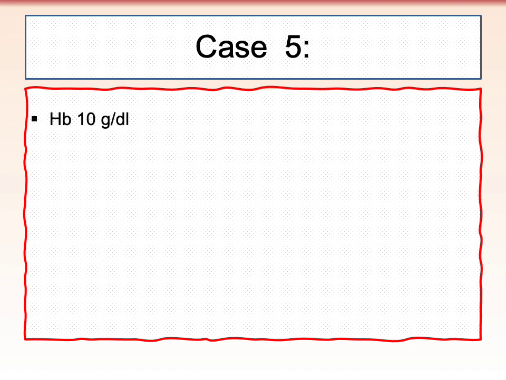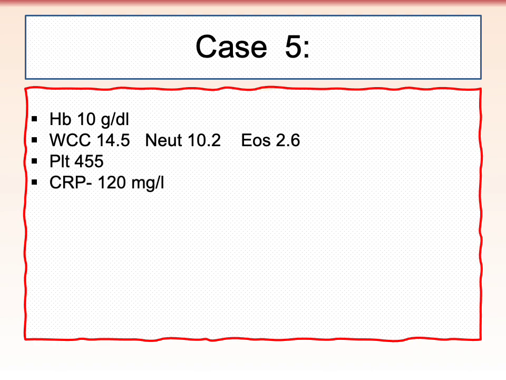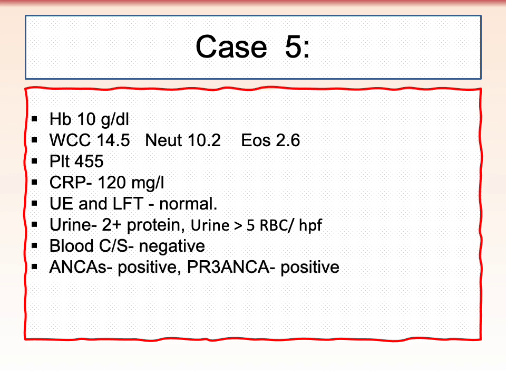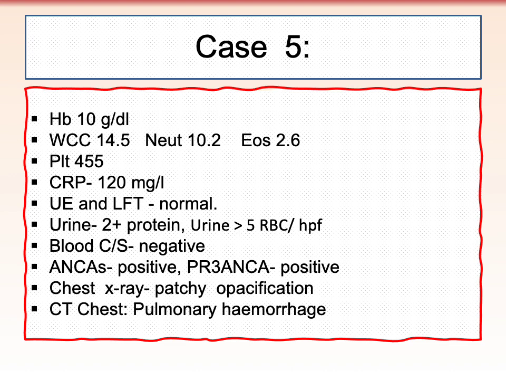His initial investigation revealed that hemoglobin was 10, WBC count 10.5, CRP was elevated at 120, UNEs and LFTs were normal, urine dipstick showing protein 2+ with more than 5 RBC. Blood cultures were negative. ANCA was strongly positive, as positive PR3 ANCA. Chest X-ray revealed patchy opacification, which was followed by a CT chest, which revealed possible pulmonary hemorrhage.